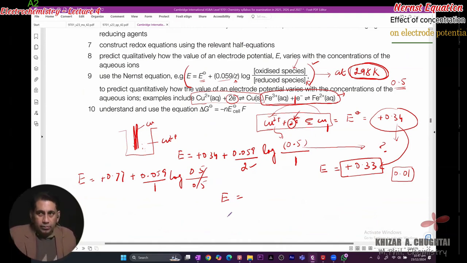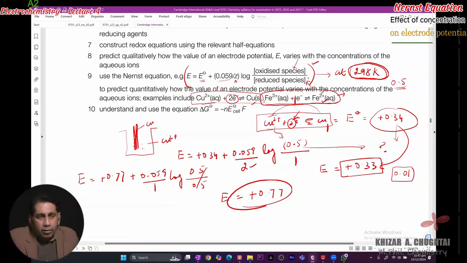What is the answer? 0.77 plus 0. Correct, 0.77. This is the new phenomenon. If you are taking the same concentration in this case, not in this case, because there is a solid and one is aqueous. If both species are aqueous and you are taking the same concentration, even if you have reduced the concentration of both, then the answer will remain the same. The answer will not be changed.